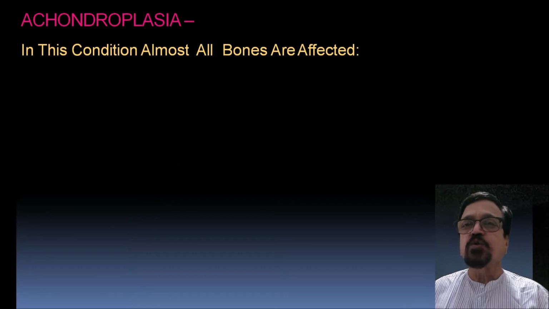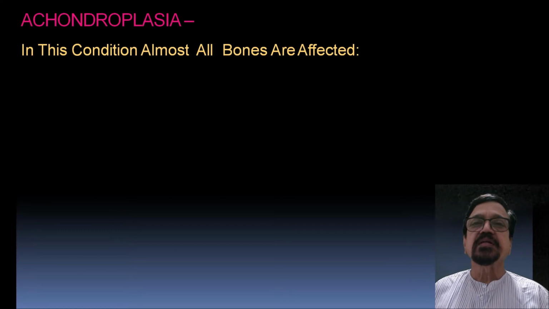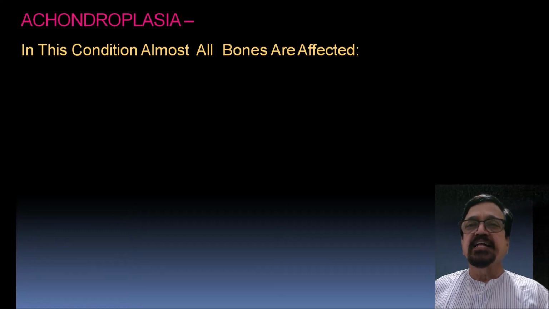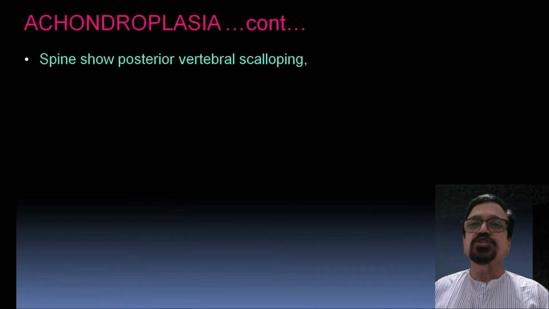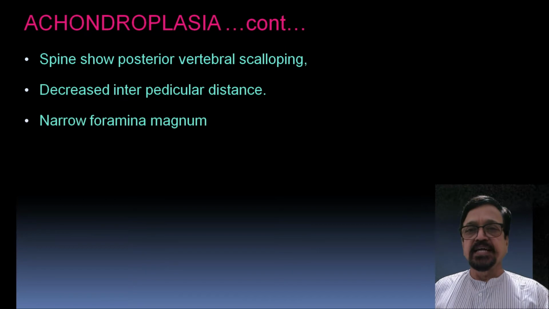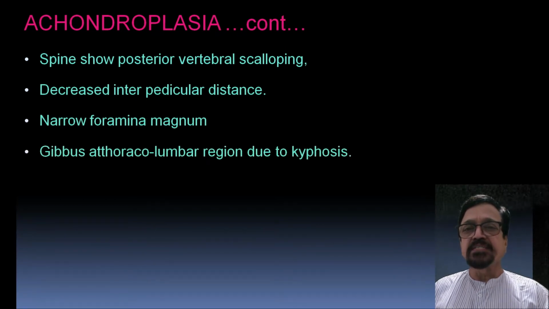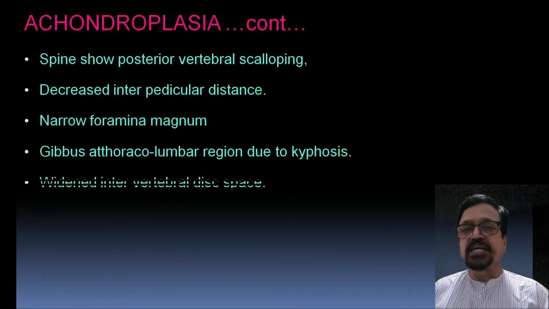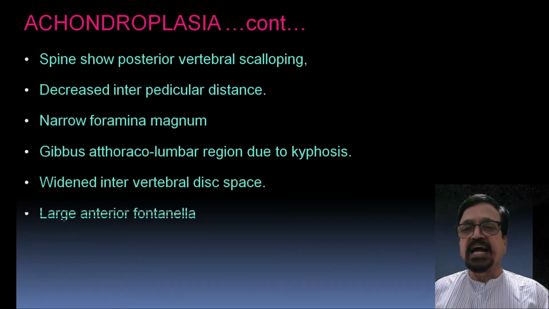Now let us come to achondroplasia. In achondroplasia, almost all the bones are affected. Now, spine shows posterior vertebral scalloping. Then there is decreased interpedicular distance. Then there is narrow foramen magnum, and gibbus is seen at the thoracolumbar region due to kyphosis. Then widened intervertebral disc space and a large anterior fontanelle, and skull shows a large vault, that is frontal bossing.